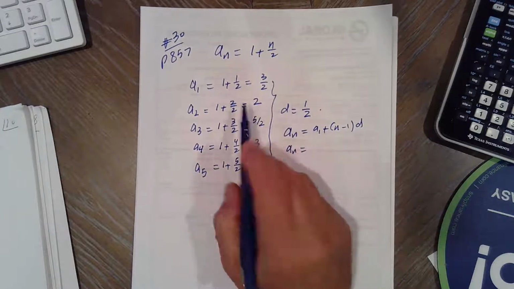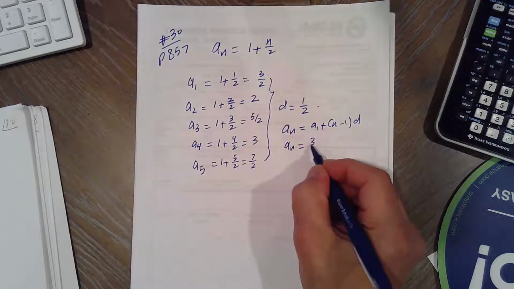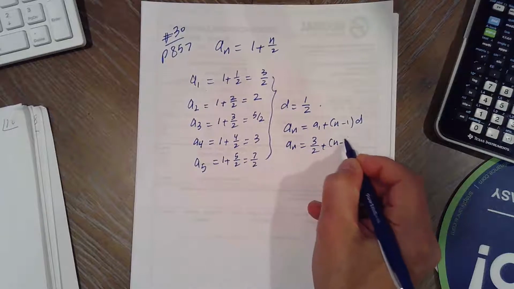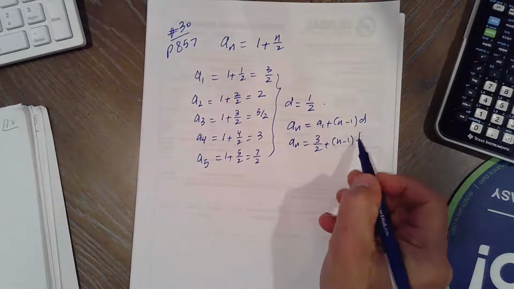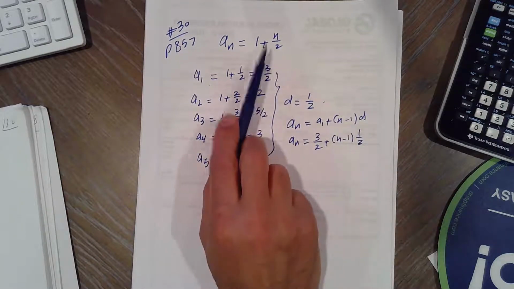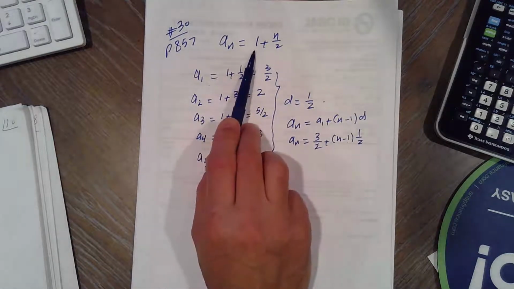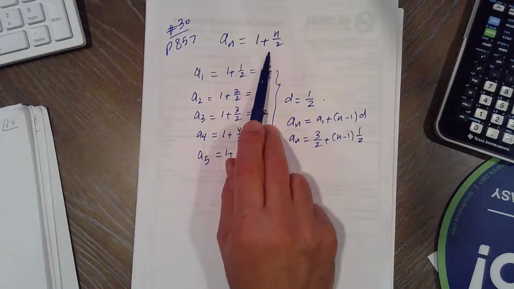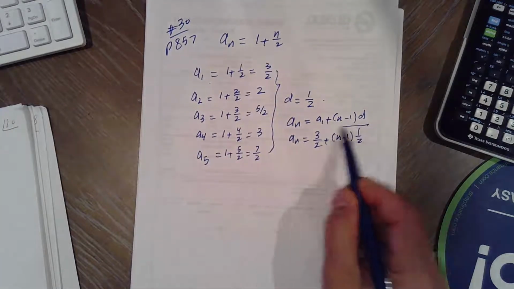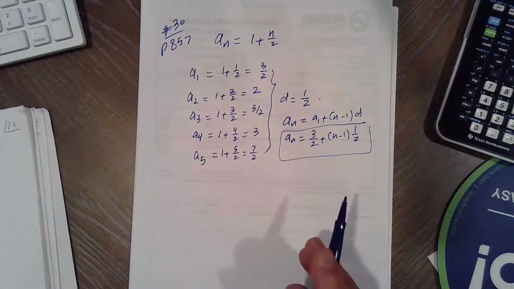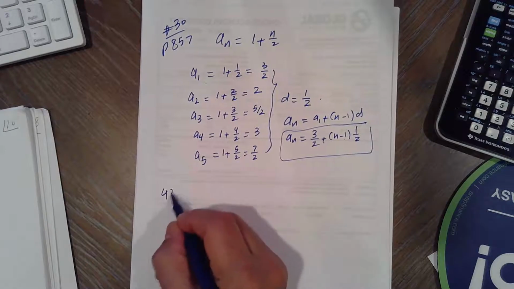a_n is a_1, which is 3 over 2, plus (n minus 1) times 1 half. Of course, if you distribute the 1 half, you're going to get 3 halves minus 1 half, which is 1, and then plus n times 1 half, which is n over 2. But this is the standard form that they want. Okay, 42.